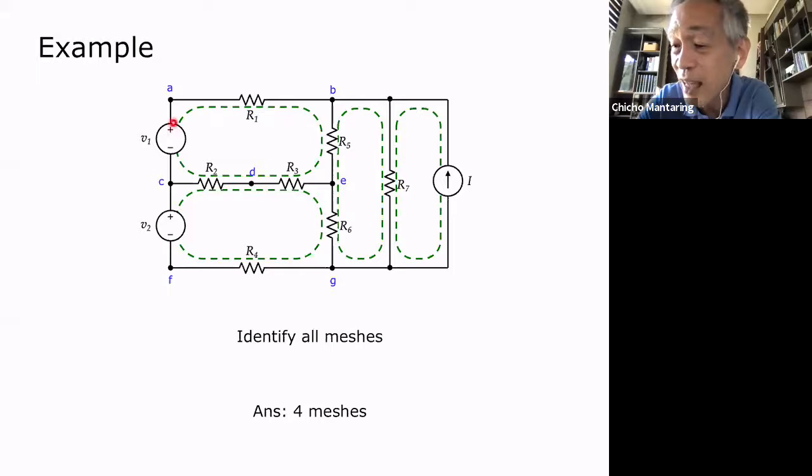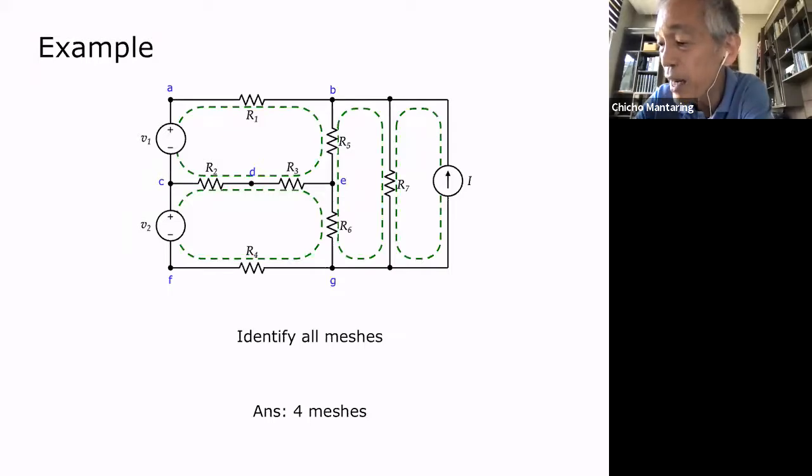Hindi ito mesh. This is not a mesh. A, B, E, G, F, C, A. This is not a mesh. Because within this mesh, I have 2 loops. I have this loop and I have this loop. No? This is also not a mesh. Because within this mesh, I have 2 loops. Lalo na hindi ito mesh. Because within that mesh, I have 10, I said 12 loops. No? So a mesh is a loop with no loops within it.